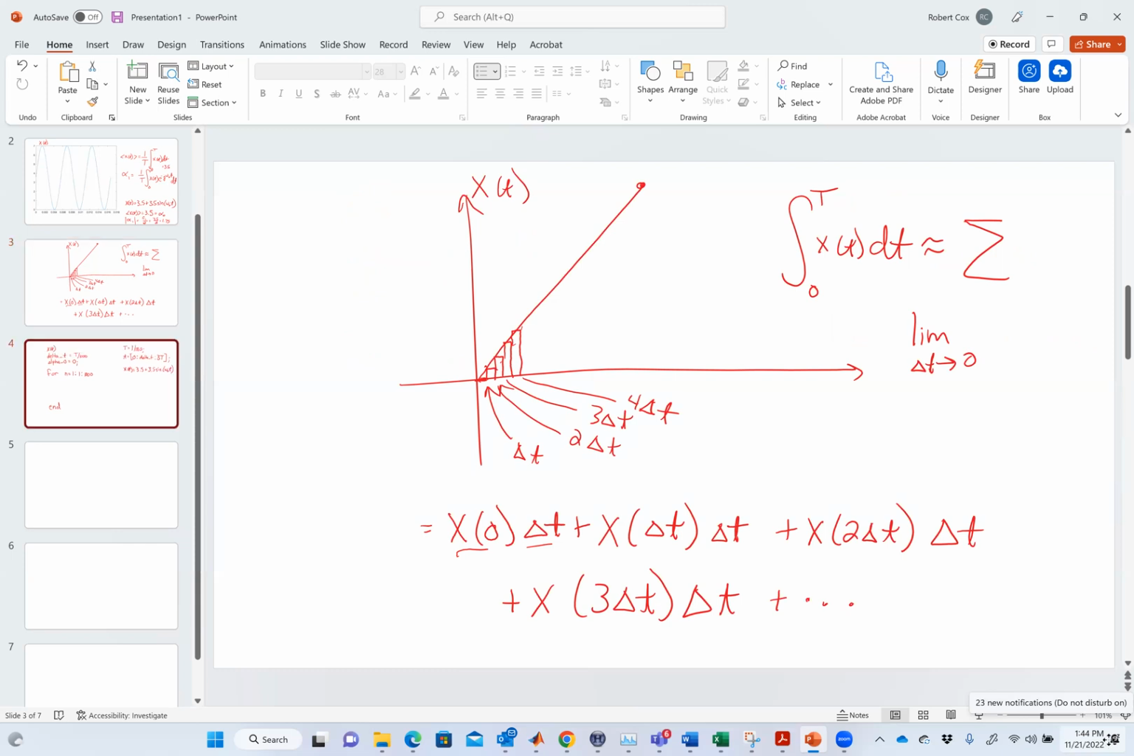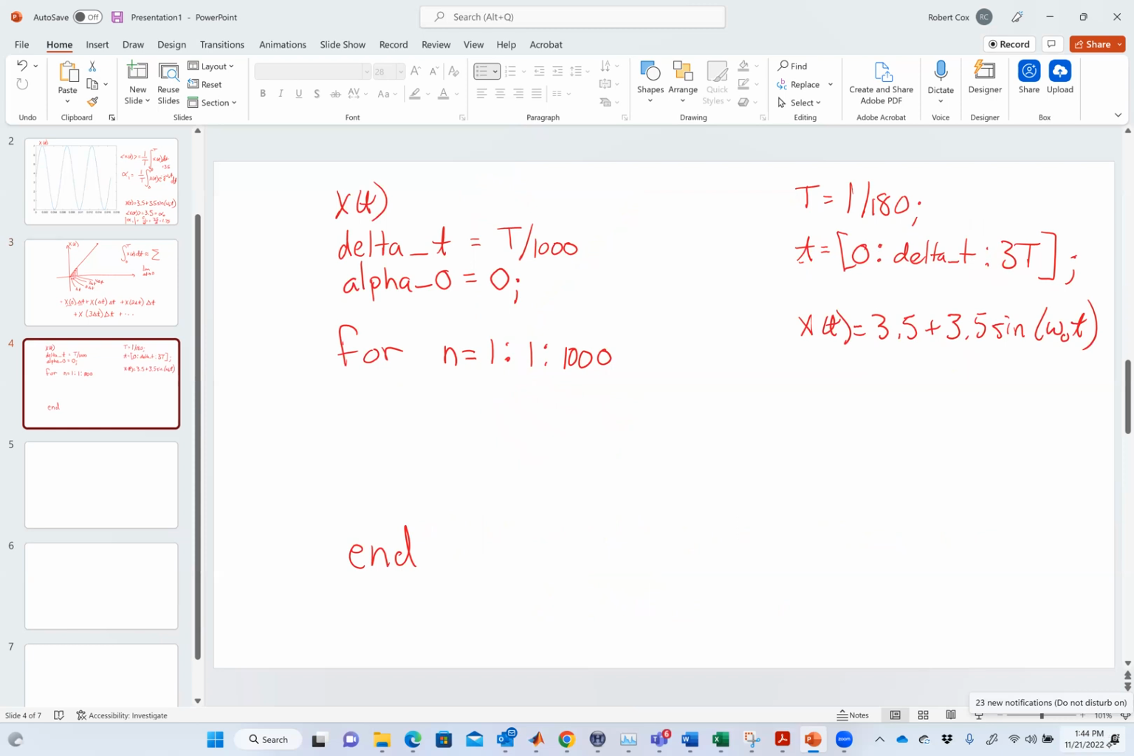So the first time I come in here, alpha 0 is equal to 0, okay? So alpha 0 would be equal to what? Since I'm accumulating, how do I set up a code where I'm accumulating like that?